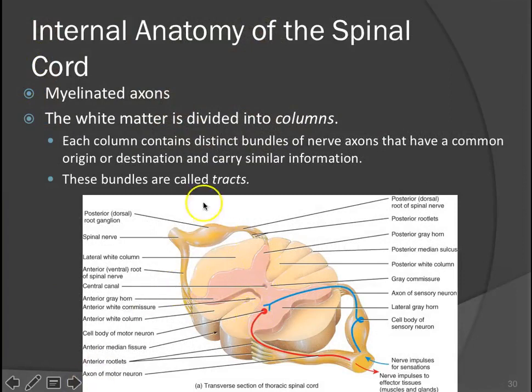Okay. So the white matter is now divided into columns for some reason. And again, they're very similarly named. In the front, they're simply anterior white columns. On the side, they're called lateral white columns. And in the back, they're called posterior white columns. Each column will contain distinct bundles of nerve axons, and these have a common origin or destination, so they carry similar information. We call those tracts. As soon as we get into the central nervous system, we stop calling them nerves. We call them tracts.